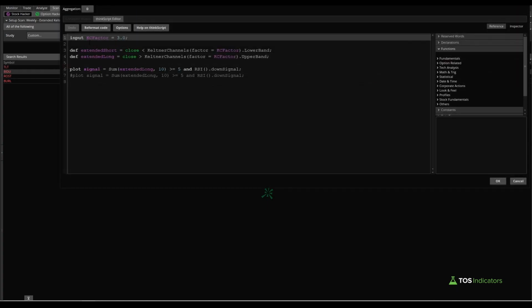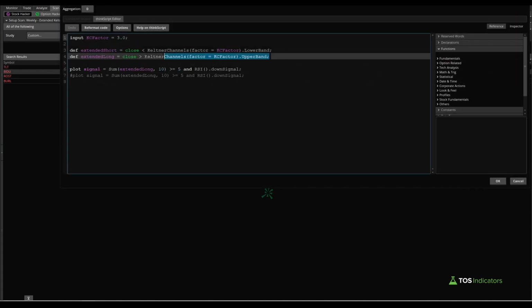I can show you what it looks like. It's our extended Keltner channels indicator, and I'm really looking for places in which we have the upper wedges forming, so we're breaching outside of the 3.0 Keltner channel upper bands. That's been happening at least 5 times over the past 10 bars, so this shows me some level of consistency. And I also added in one more overbought indication here with the down signal using the RSI.